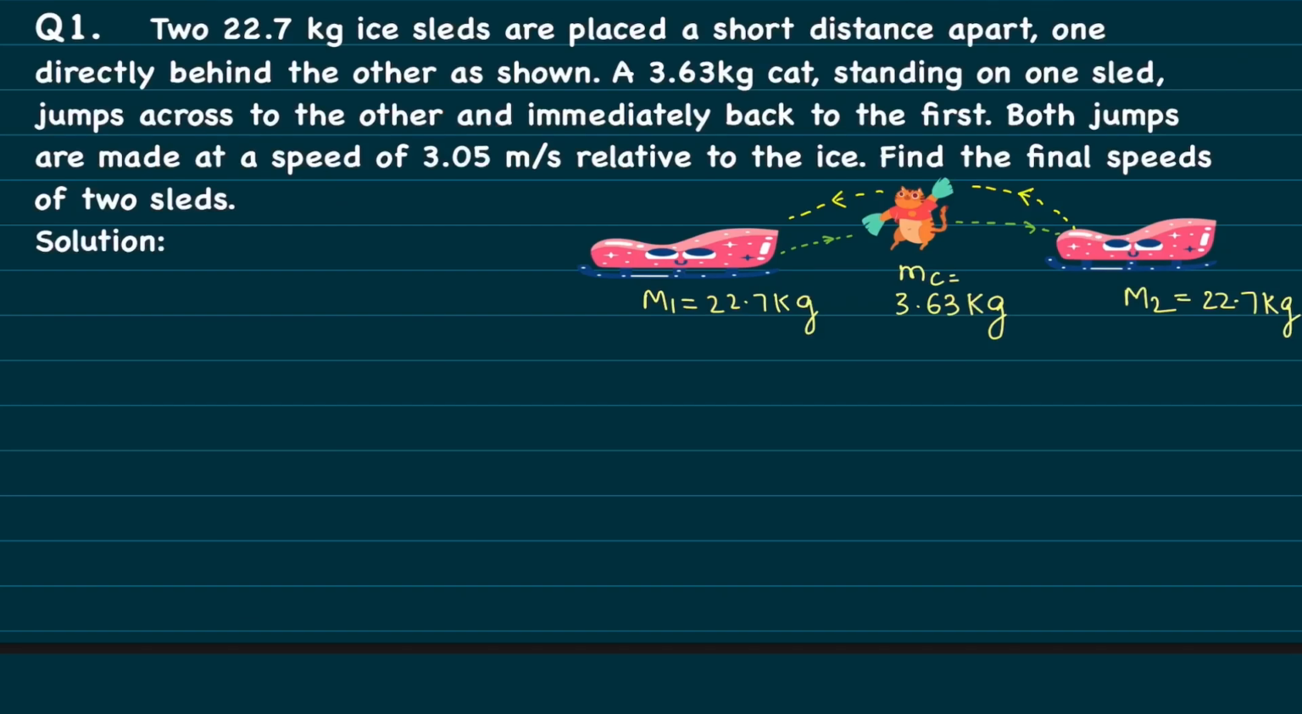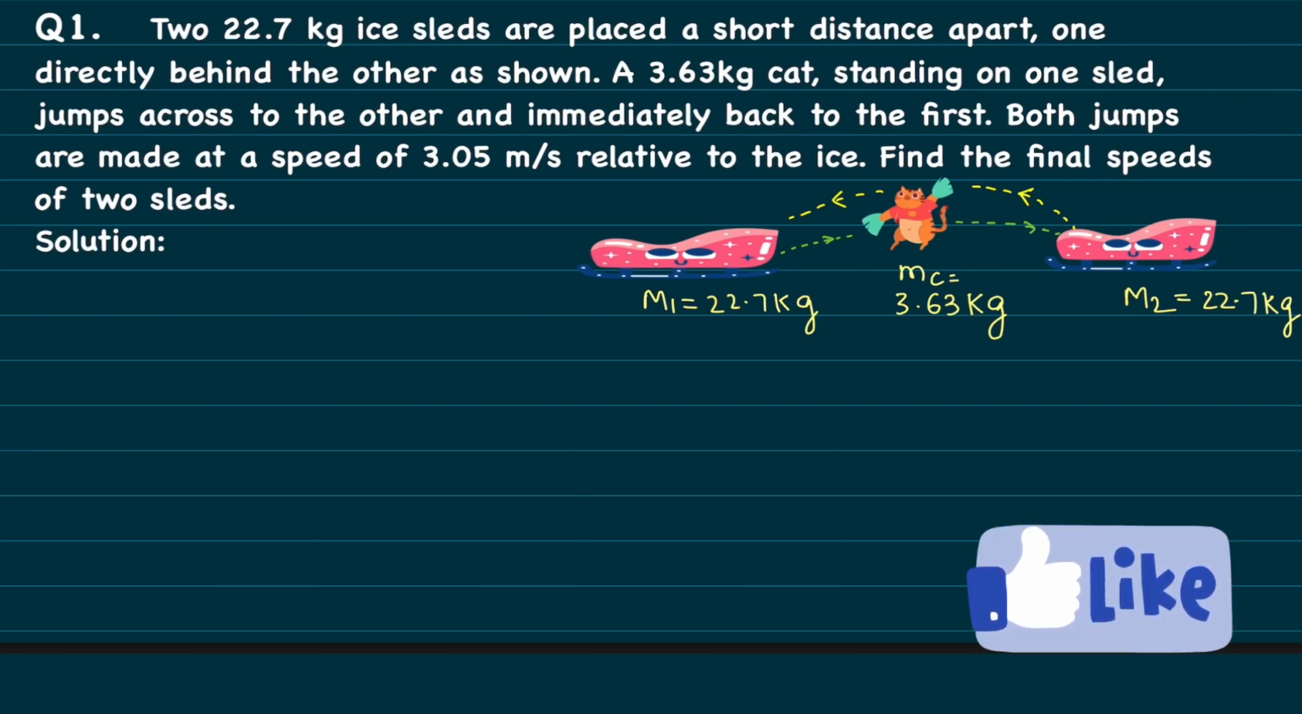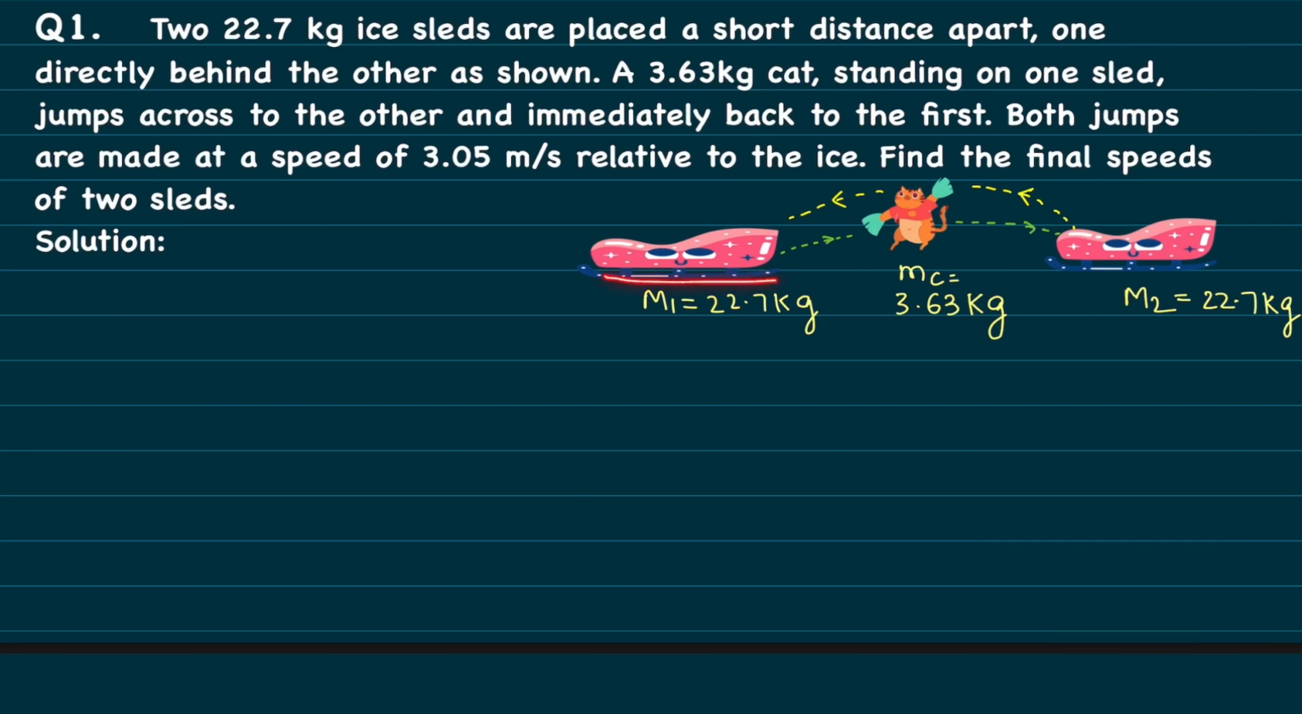So in today's video we will discuss a few more numericals about collision. So let's discuss our first question. It says that two 22.7 kg ice sleds are placed a short distance apart. As you can see here, we have one sled here and the other sled here, one directly behind the other as shown.